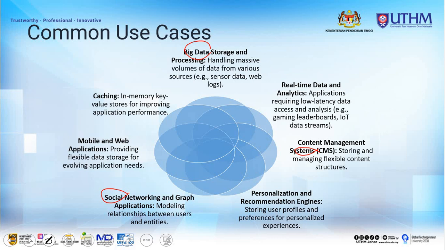Cache. Caching is an in-memory key-value store for improving application performance. We try to retrieve information faster compared to when it is stored in secondary storage. Generally, if you learn about computer hardware, there is cache memory. Usually we will have L1, L2, level 1, level 2, level 3 cache memories.